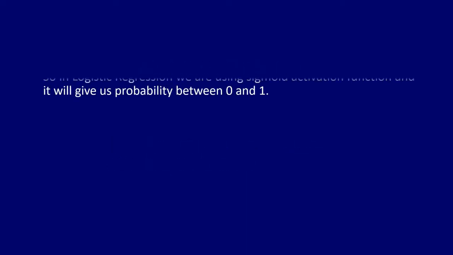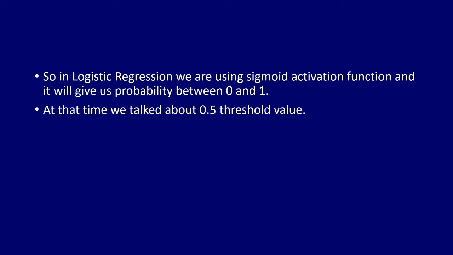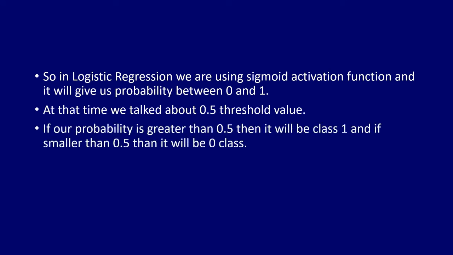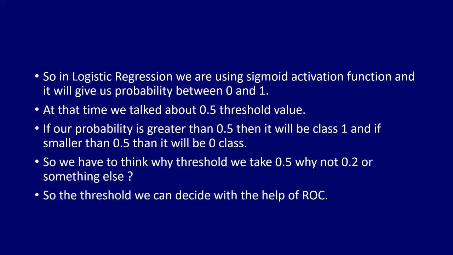So in logistic regression we are using the sigmoid activation function and it will give us a probability between 0 and 1. At that time we talked about a 0.5 threshold value. If our probability is greater than 0.5 then it will be class 1, and if smaller than 0.5 then it will be class 0. So we have to think about why we take 0.5 as the threshold, why not 0.2 or something else. The threshold we can decide with the help of ROC and AUC.